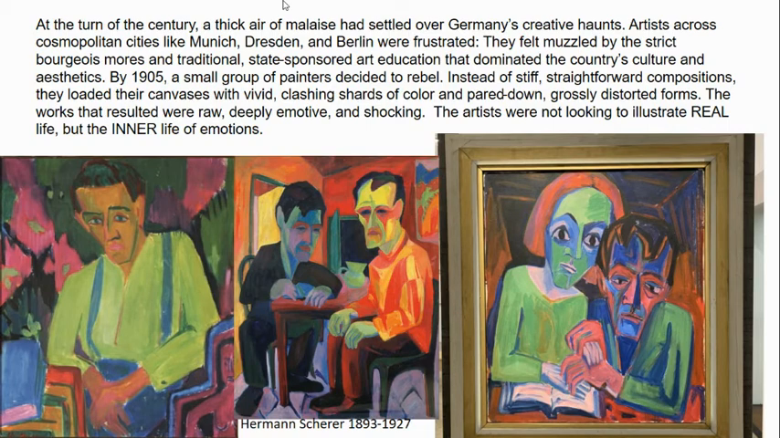So, at the turn of the century, meaning the very early 1900s, there was an air of discontent. Malaise is another word for discontent or unhappiness. And it settled over the creative haunts, or the places where creative people would gather to discuss their art, like taverns or art schools. Artists across the cities in Germany were frustrated.